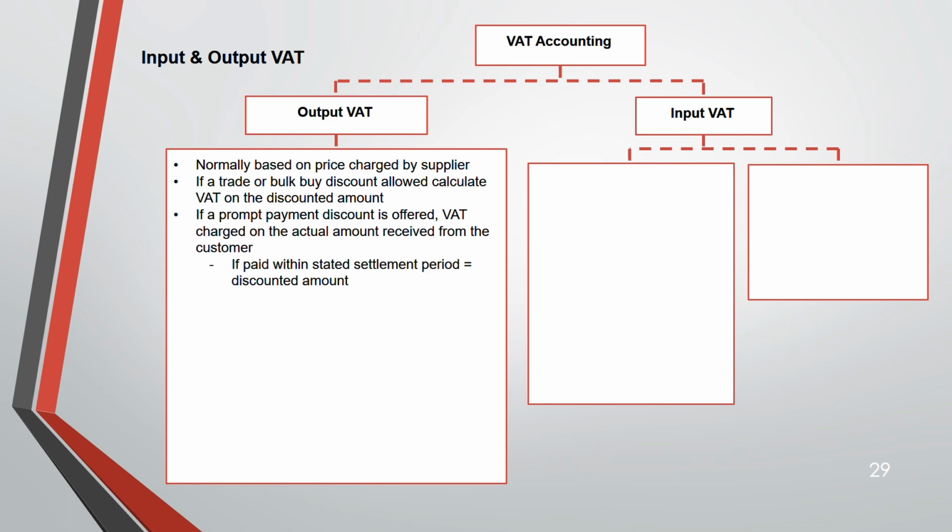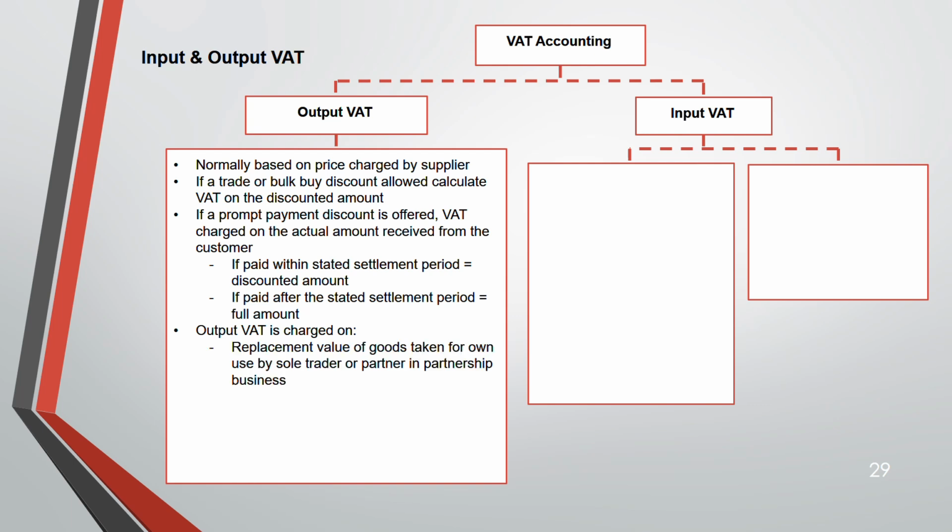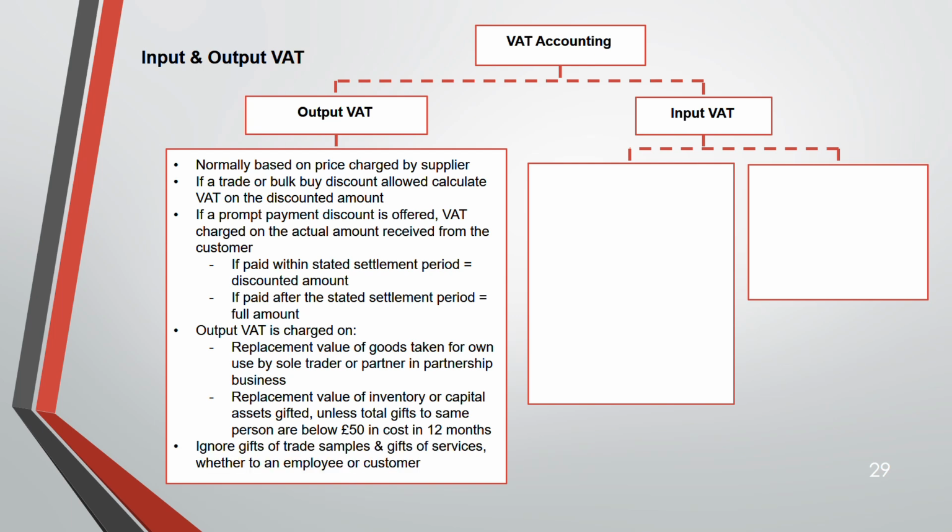Next, if paid within the stated settlement period, VAT will be charged on the discounted amount. If paid after the stated settlement period, VAT will be charged on the full amount. Output VAT is charged on the replacement value of goods taken for own use by a sole trader or partner in a partnership business. Replacement value of inventory or capital assets gifted, unless total gifts to the same person are below £50 in cost in 12 months. Ignore the gift of trade samples and gift of services, whether to an employee or customer.